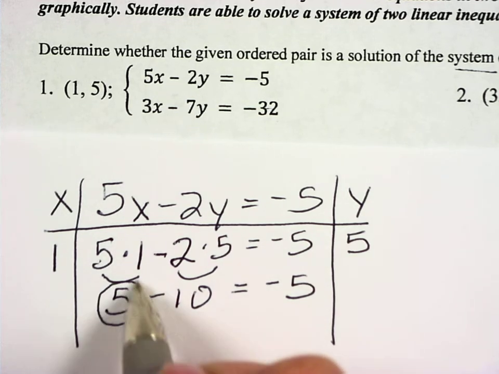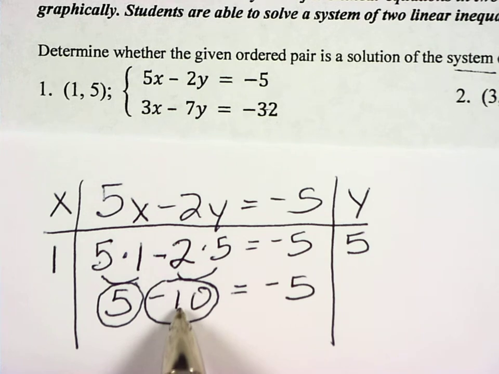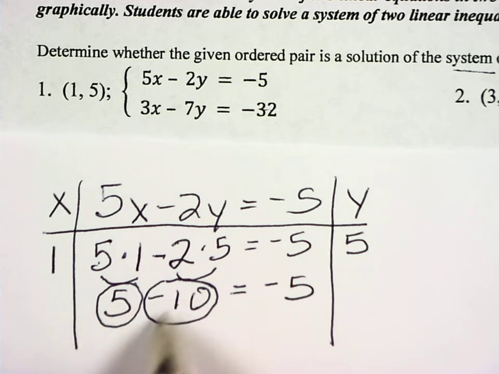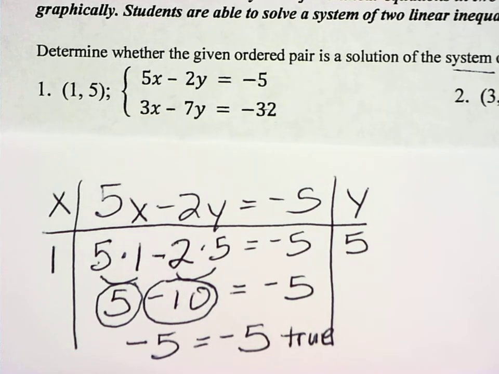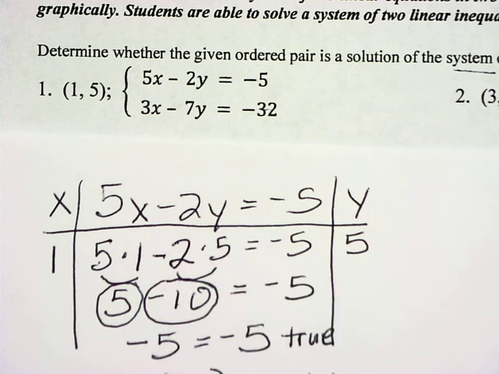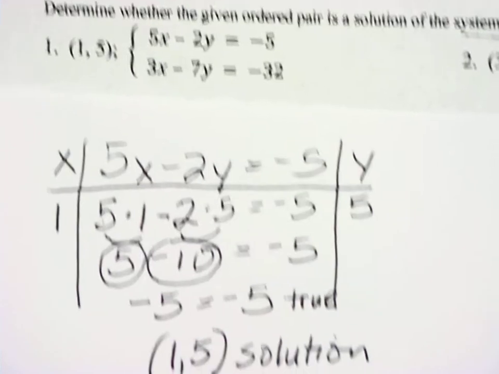I'm going to circle my terms because I'm going to combine them, and it's easy to see I have more negatives than positives. In fact, I have 5 negatives left over. And look at that. This is a true statement right here. So 1 comma 5 is a solution of this equation. Now the question is, is it a solution of the second equation? So let's give it a try.